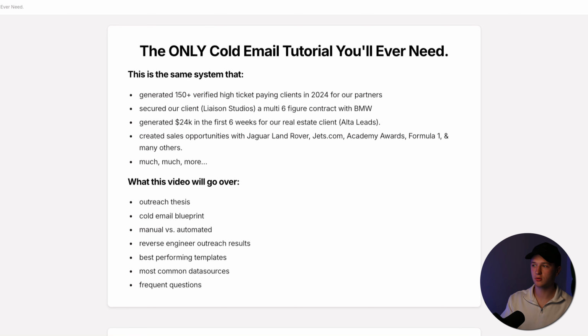This is the same exact cold email system that has generated over 150 verified high-ticket paying clients in 2024 for our partners. We also helped our client Liaison Studios secure a multi-six-figure contract with BMW, all from a single cold email. We helped generate 24K in the first 6 weeks of running cold email for our real estate client, and created many other sales opportunities with companies like Jaguar Land Rover, Jets.com, Academy Awards, Formula One, and many, many others. So huge companies, and a bunch of other accomplishments as well.